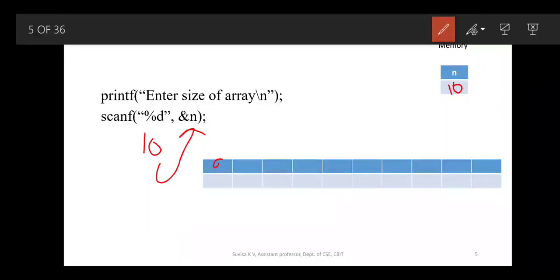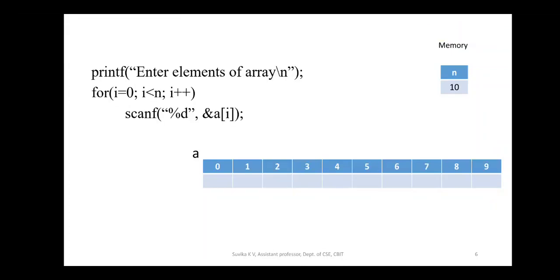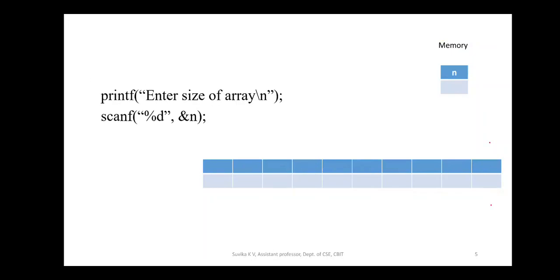So what it will prepare? 0, 1, 2, 3, 4, 5, 6, 7, 8, 9. So it will prepare you the 10 spaces. So since it is 10, it starts from 0 and ends at n minus 1. N value is 10. So 10 minus 1 is 9. You can see here 10, you got the array name 0 to 9. Okay, so now you are going to enter the elements of the array.